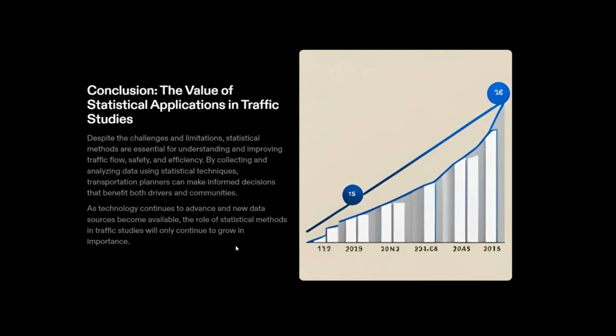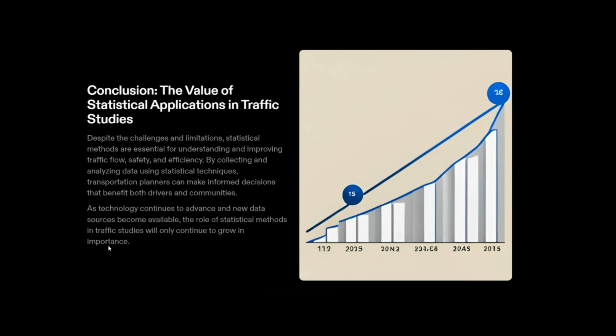Conclusion: the value of statistical application in traffic studies. Despite the challenges and limitations, statistical methods are essential for understanding and improving traffic flow, safety, and efficiency. By collecting and analyzing data using statistical techniques, transportation planners can make informed decisions and benefit both drivers and communities. As technology continues to advance and new data sources become available, the role of statistical methods in traffic studies will only continue to grow in importance.